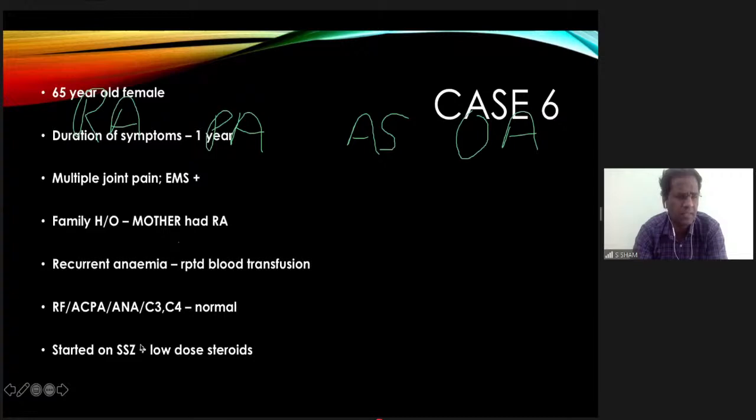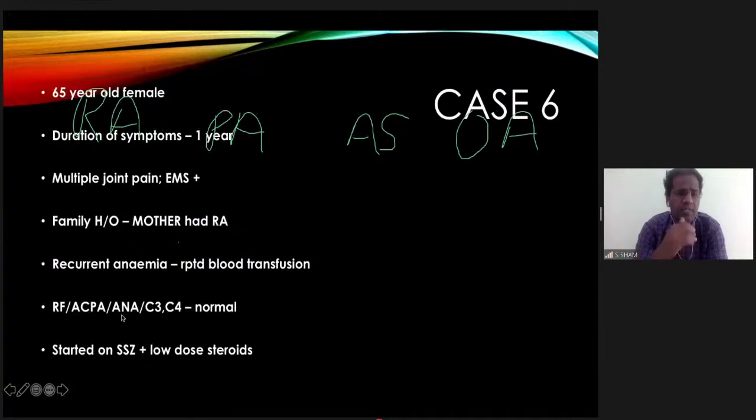She didn't tolerate hydroxychloroquine. She had some gastritis. So I just kept her on, I think, 500 mg twice daily of sulfasalazine with low dose steroids, but told them clearly that something is not fitting in. We even went ahead and did a bone marrow in view of that recurrent anemia. The first bone marrow was normal.